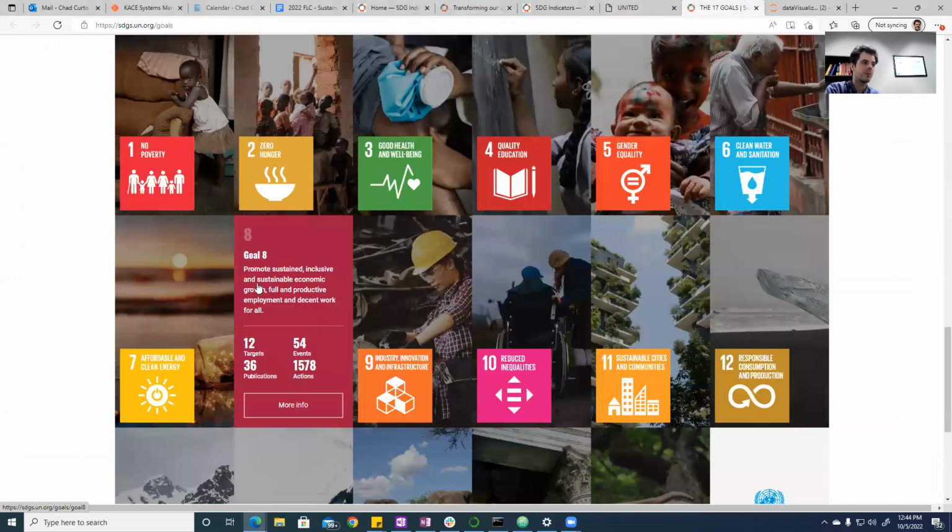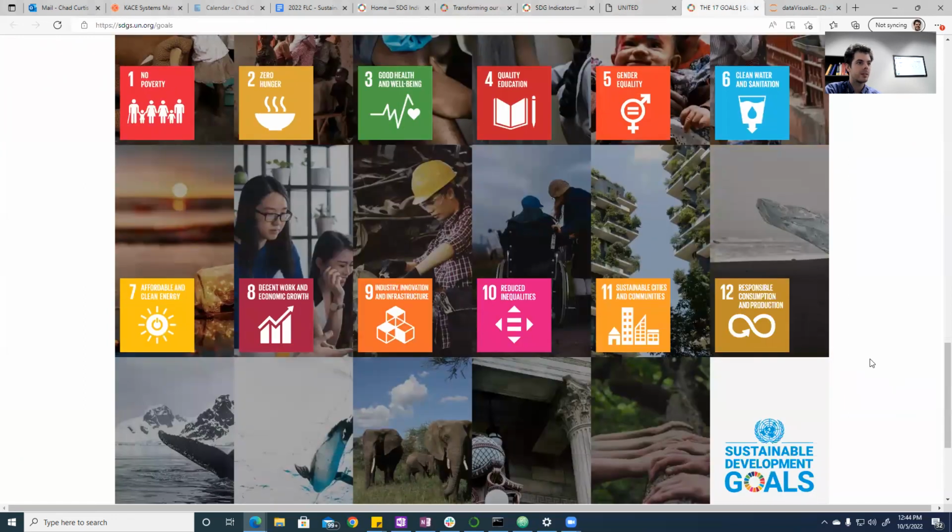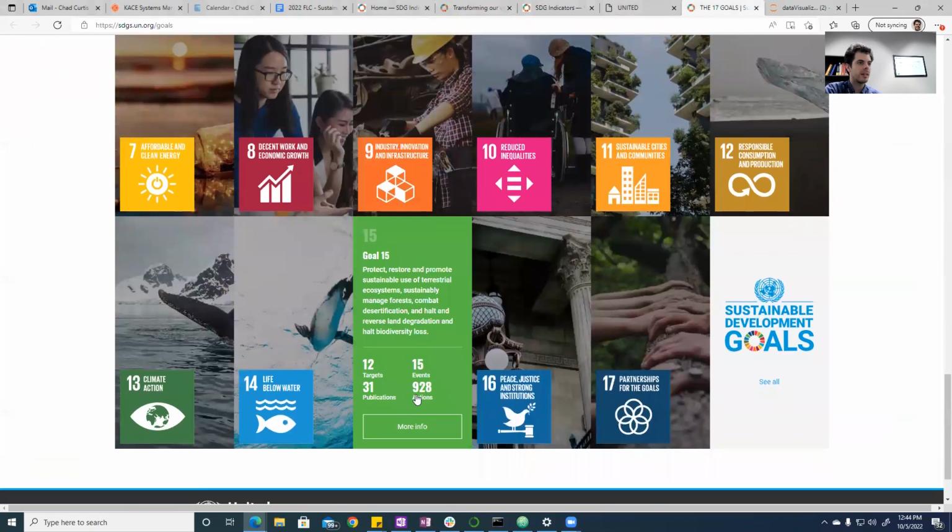Here is a brief overview of the 17 goals. So we have life on land: protect, restore, and promote sustainable use of terrestrial ecosystems, sustainably manage forests, combat desertification, halt and reverse land degradation, and halt biodiversity loss. That one sounds very related to sustainability, the idea that we should be self-sustaining in the way that we use the environment.